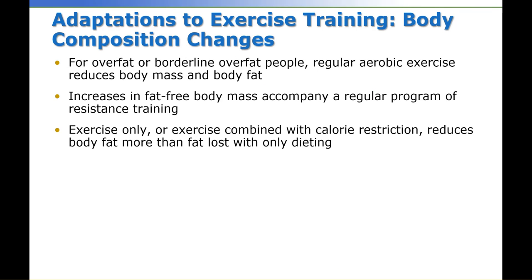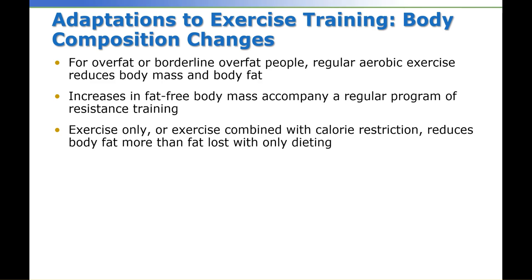Adaptations to exercise training, body composition changes. For overfat or borderline overfat people, regular aerobic exercise reduces body mass and body fat. Okay, so the thing with aerobic training that's great is that it has a lot to do with body fat maintenance, weight maintenance. And then with anaerobic, you talk about fat-free mass maintenance, which occurs with resistance training. So you may not lose weight if you're lifting weights, but it's because you're building fat-free mass. Weight training is maintaining fat-free mass, so it's not a bad thing.